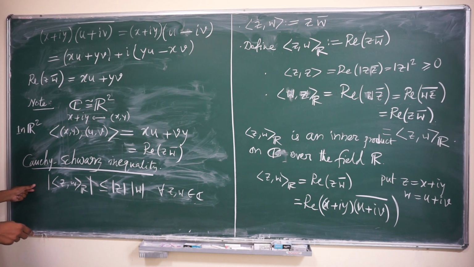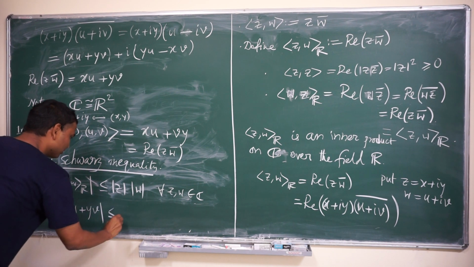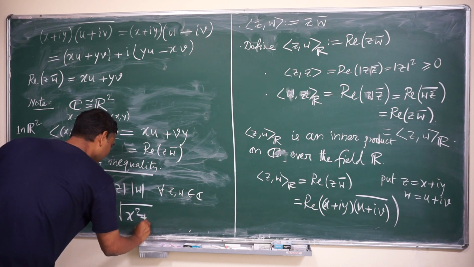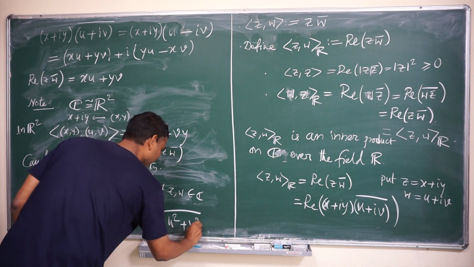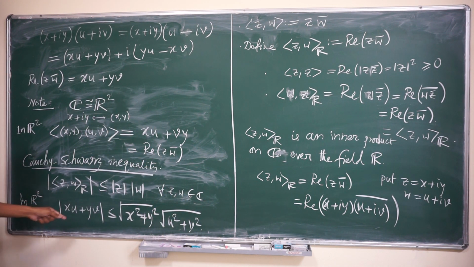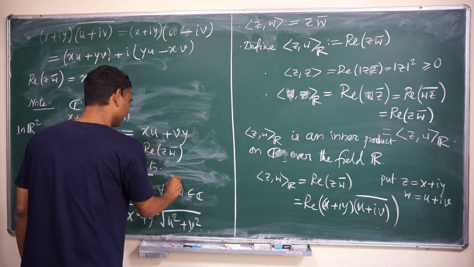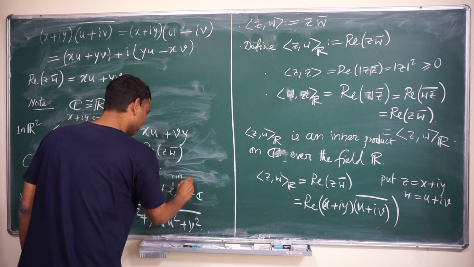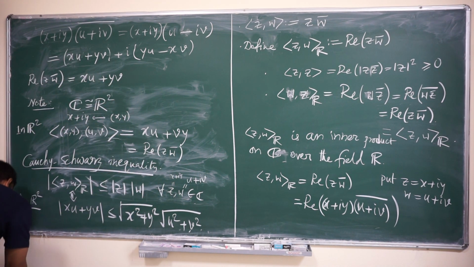But now what does it mean? It means, in real coordinates in R2, mod of xu plus yv is less or equal to square root of x square plus y square and square root of u square plus v square. Alright, this is the same thing. This is equivalent. Here z equal to x plus iy and w equal to u plus iv. Now maybe I can give a proof of this one.